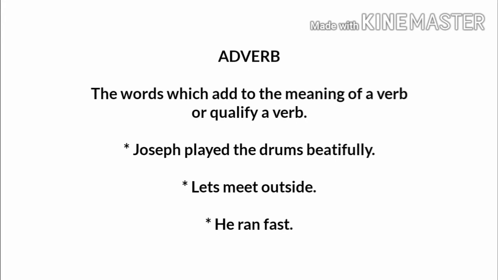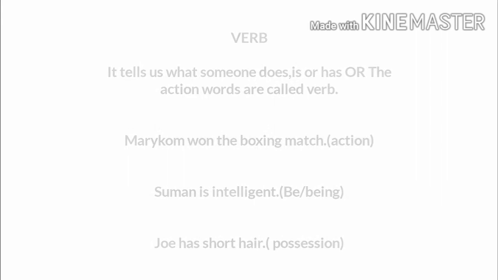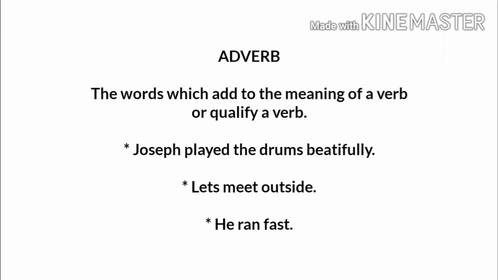So next is adverb. Adverbs are those which add to the meaning or qualify a verb. Verb की quality बताते हैं. वो क्या है? Adverb है. Joseph played the drums beautifully. How he played the drums? Beautifully. It is the adverb. Let's meet outside. Where we should meet? Outside. बाहर मिलना है. तो मिलने की जो क्वालिटी है वो क्या है? Outside. He ran fast. So fast is the quality of verb ran. So these are the adverbs.